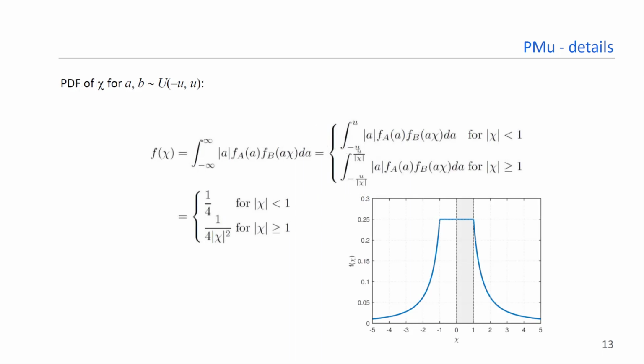The distribution of the inflection point is a distribution of the ratio of two independent random variables both having the uniform distribution. In such a case, the probability density function of chi is as follows. Thus, only 1/4 of sigmoids have their inflection points inside the input interval.